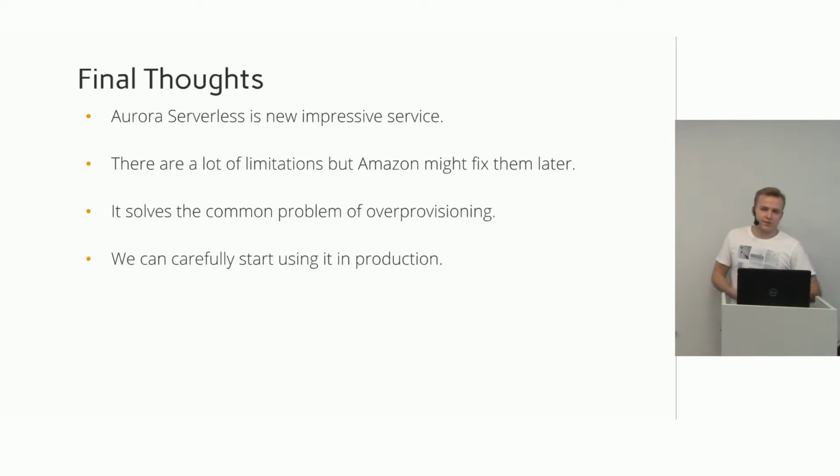And to summarize all the above, Aurora Serverless is a nice, new, impressive service. There are a lot of limitations now, but Amazon might fix them later. It solved the common problem of over-provisioning because you don't need to set any cluster type, cluster instance type, or number of instances in the cluster. You just need to set a minimum and maximum ACU per cluster. And we can carefully start using it in production. But as it has a lot of limitations, we need to think a lot about using it.